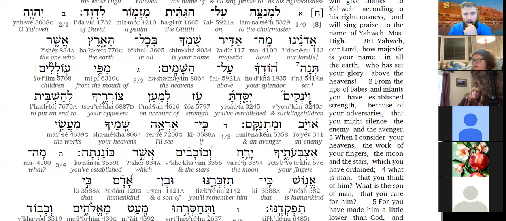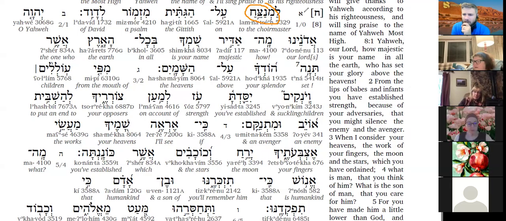Lamnatseach al hagitit mizmor leDavid. So that's our heading for this psalm. What is a menatseach? It's a leader. It's often translated as a conductor, music leader, choir master.